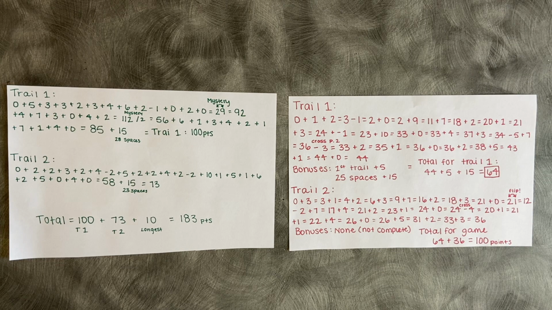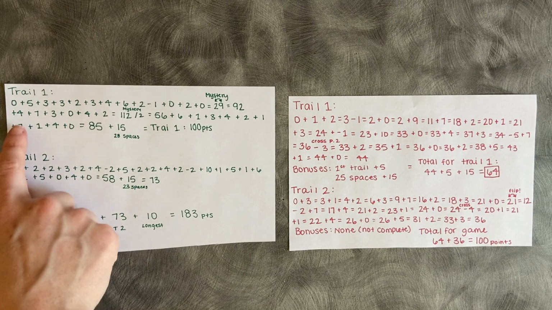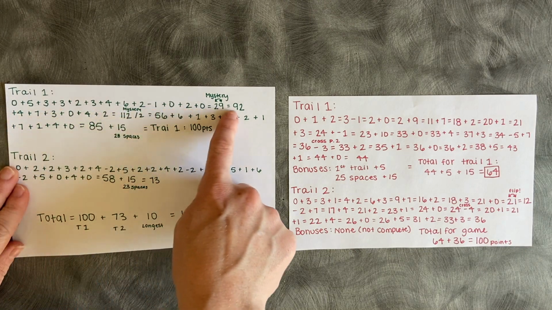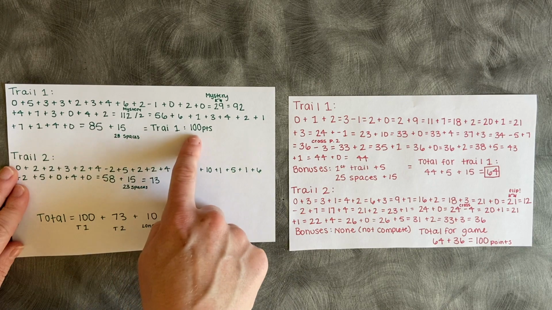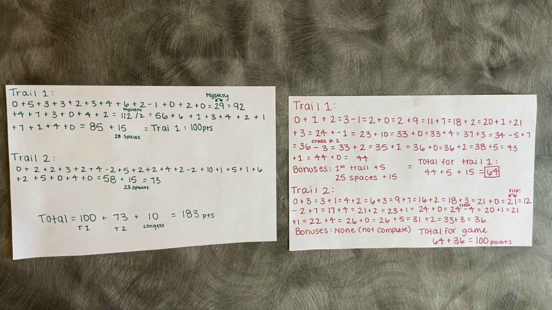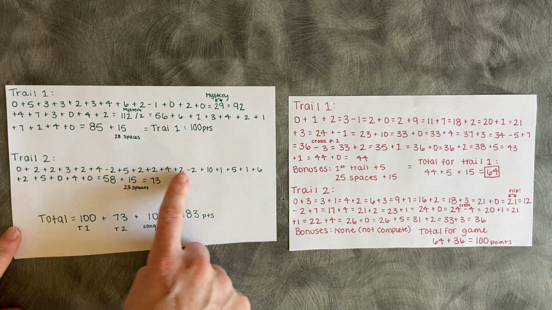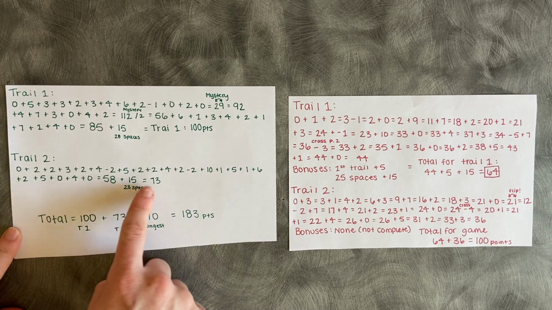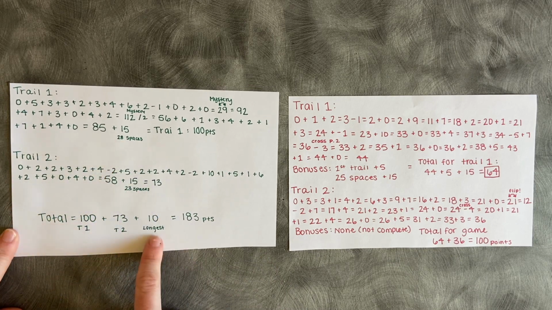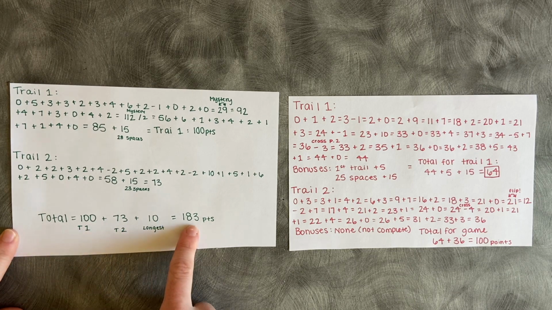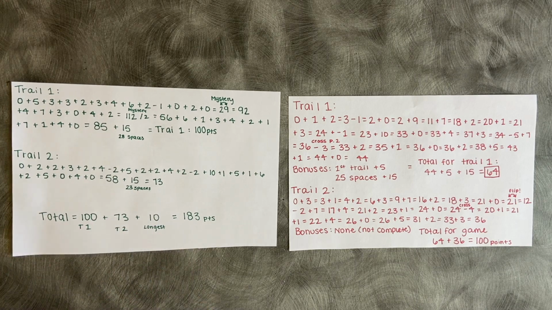Player 2 kept score a little bit differently. They made one long number sentence and only totaled their points when either a mystery card told them to or at the end of the trail. After bonuses for the first trail, they received a score of 100 points. As a total for the second trail, they received a score of 73 points. When totaling all of their points, they also received the longest trail card, making their total score 183 points.